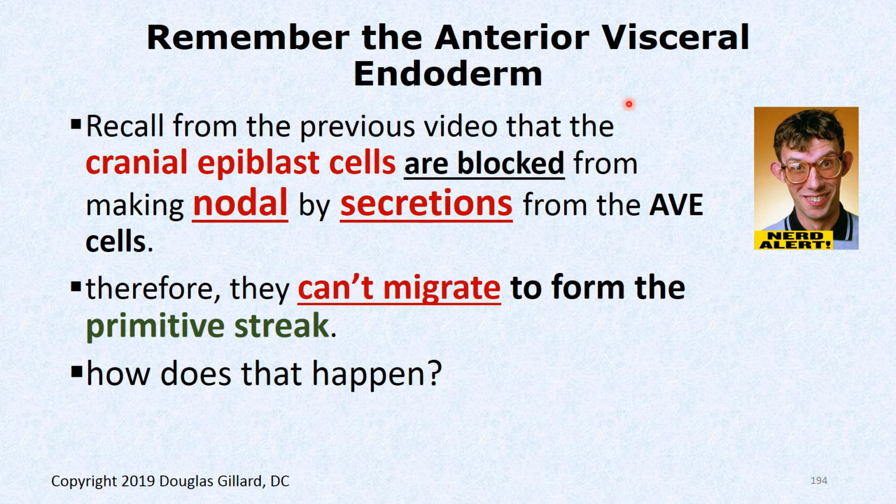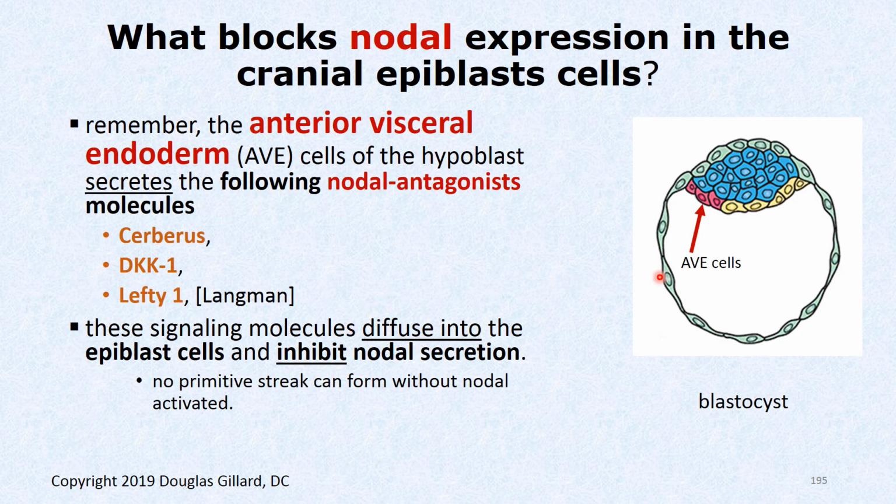And there's the anterior visceral endoderm we just talked about. Remember from the previous video, these cranial epiblast cells are blocked from making nodal by secretions that come up from the AVE cells. Therefore, they can't migrate to form a primitive streak. Remember that? Here's the AVE cells.